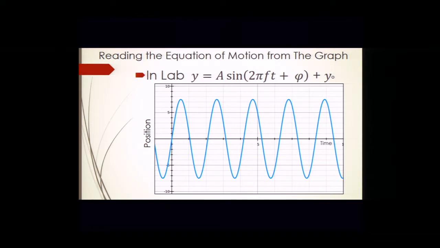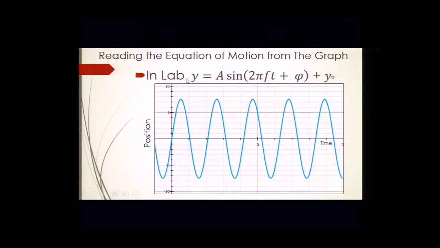In the lab, you're going to do your position in terms of y. We're going to be in vertical motion rather than in horizontal motion. And you're going to come up with an equation for your line, or for the graph that you see. So let's look at that. This is our general form.